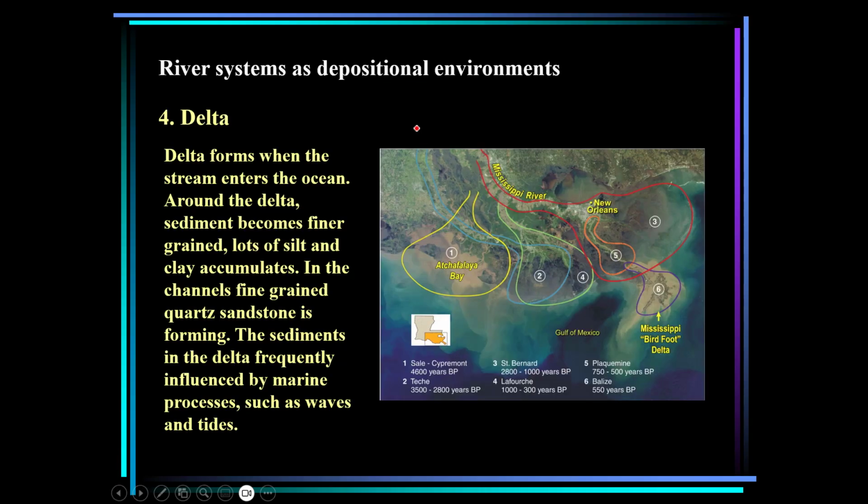And now we are at the delta, and a delta forms when the stream enters the ocean. Around the delta, sediment becomes finer grained, lots of silt and clay accumulates because it's slowing down again as the delta is coming. So here is the Gulf of Mexico, that's the Mississippi Delta.